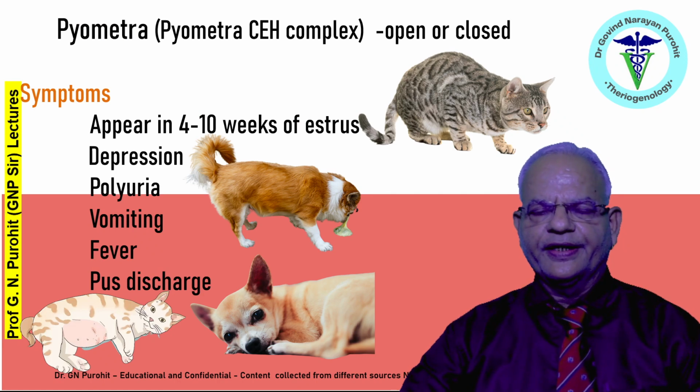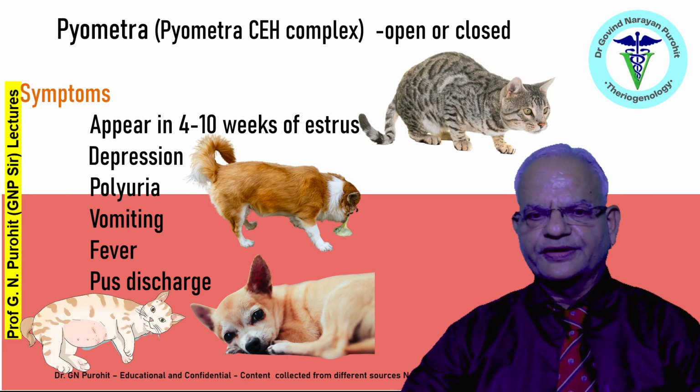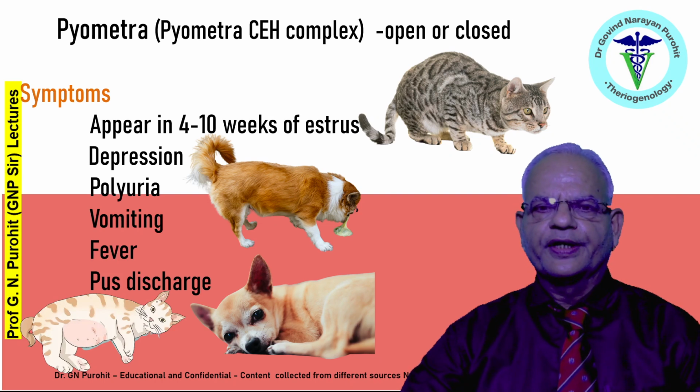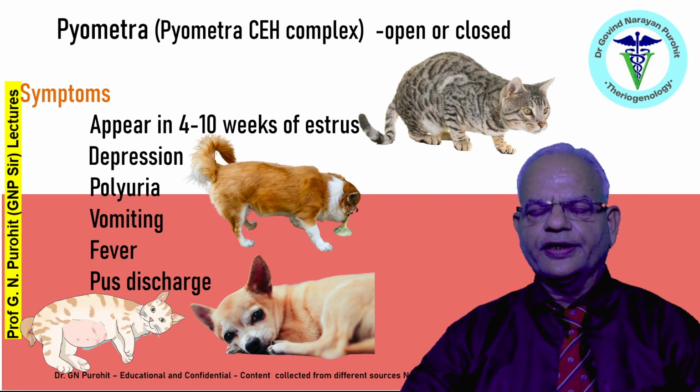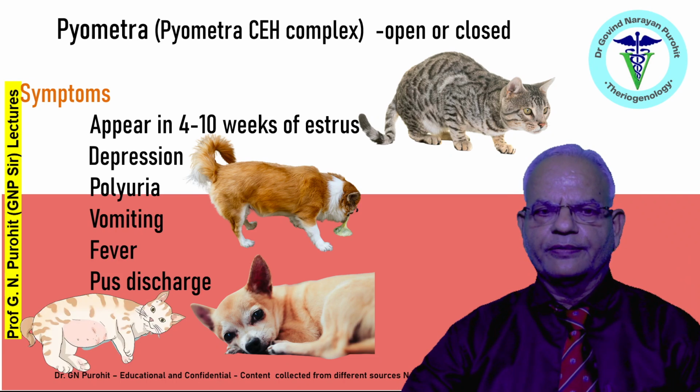The symptoms appear within 4 to 10 weeks of estrus. There is depression, vomiting, diarrhea, fever, and foul discharge; the dog is down and refuses to eat. Any dog with gastritis not responding to routine therapy and above 5 to 8 years of age should be suspected for the presence of pyometra.